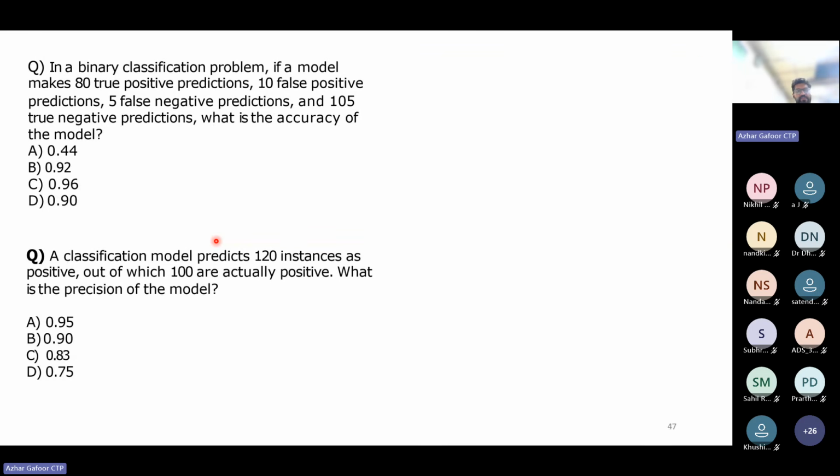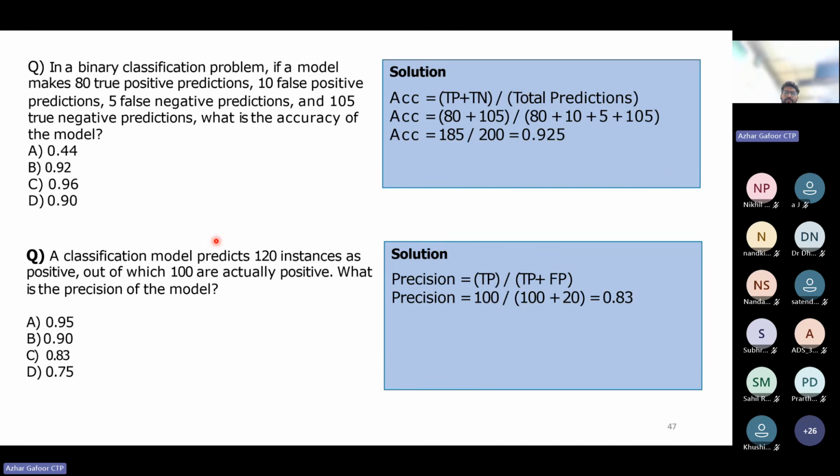Then the next one: a classification model predicts 120 instances as positive, out of which 100 are actually positive. What is the precision of the model? That will be nothing but 100 divided by 120. So it will be 0.8.